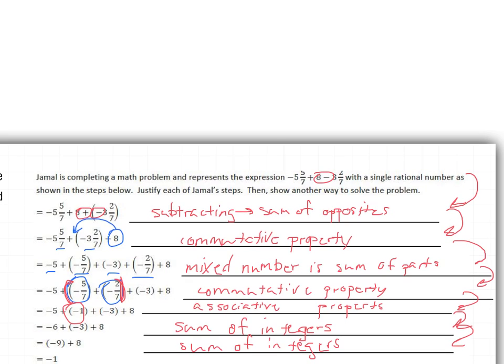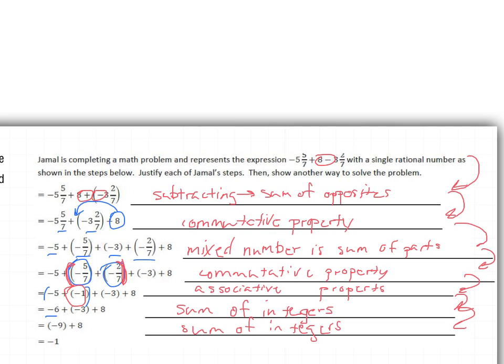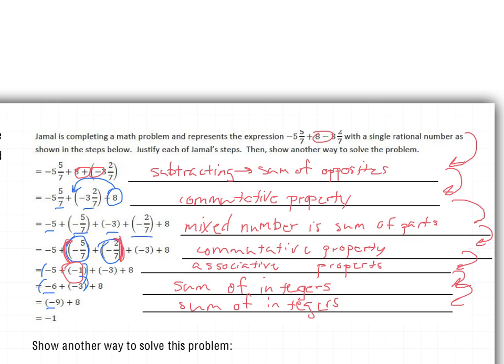From the next step, we just summed the first two integers. -5 plus -1 gives me -6. Then we sum the next two integers. -6 plus -3 gives me -9. And then finally we sum -9 plus 8. Really that helps us justify each of these. Being able to justify our steps shows a deeper understanding of how the work is done.